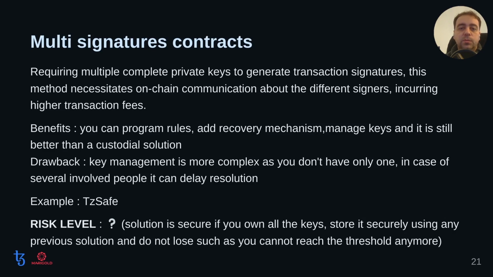In this example, for Tezos, you have the TZ-Safe solution. It will deploy your own smart contract, and you have different ways to program actions and to manage the keys between different people. The risk level is the same as the other solutions we saw before to protect the private keys. It's just that you have different private keys to protect. So all that I said before applies to how to protect private keys.